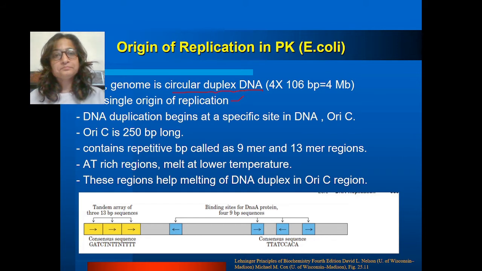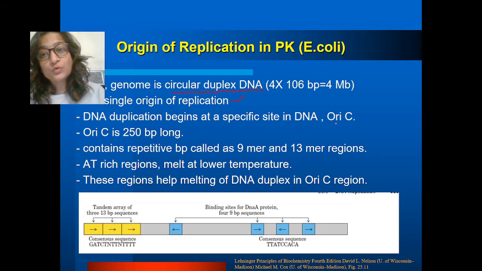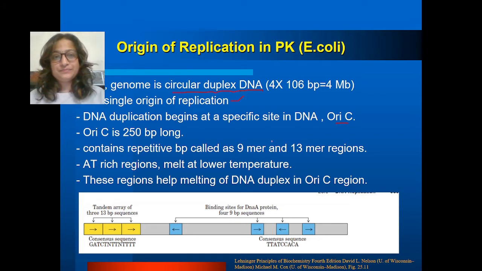Then, DNA duplication begins at a specific site in DNA, which is called the origin of replication, or ORI-C. The length of the ORI-C is 250 base pairs long. Keep in mind, we will compare it with the eukaryotes. The length of the prokaryotic ORI-C in E. coli is 250 base pair long.